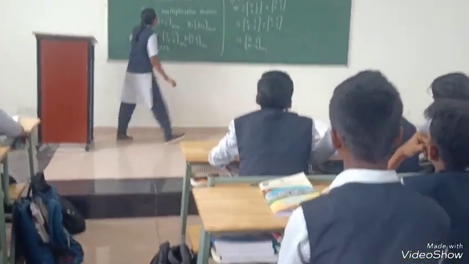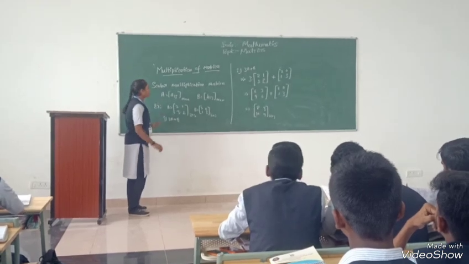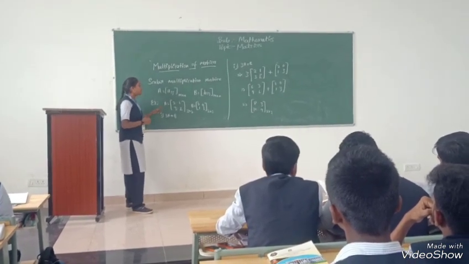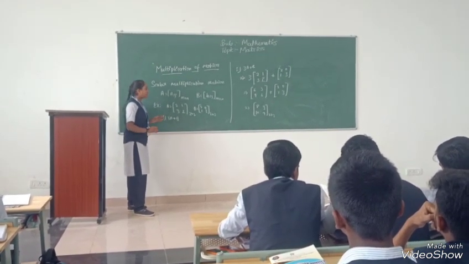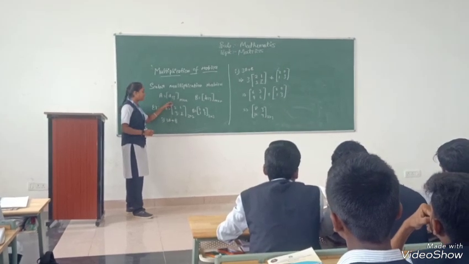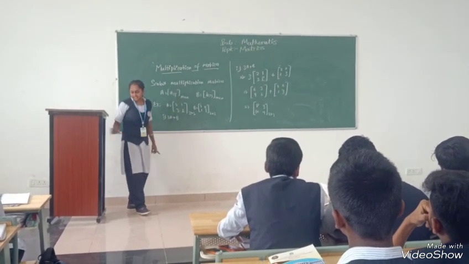In this scalar multiplication of the matrix, we should know the conditions of these matrices. The two matrices should be of the same order and the matrix is multiplied with the scalar entity.